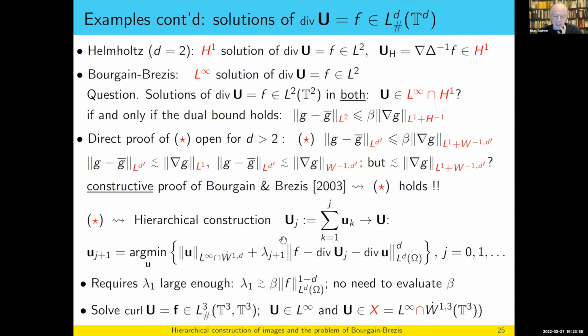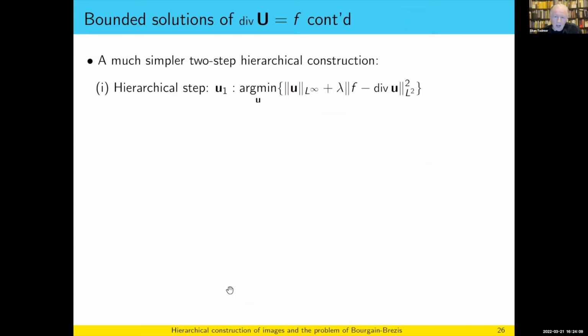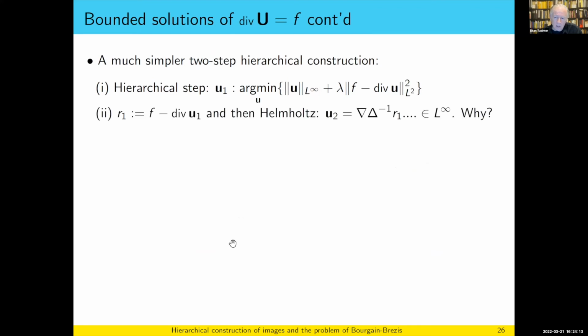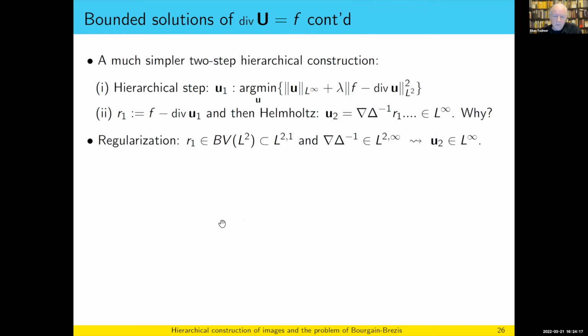And I should say that there are other critical problems that they mention in the paper. For example, they solved the case when F is in L3 in T3, then it can be represented as the curl of uniformly bounded fields. I should mention a couple more statements here, but due to time, okay. So let me just mention one thing, that in two space dimensions, there is a much simpler two-step hierarchical construction.